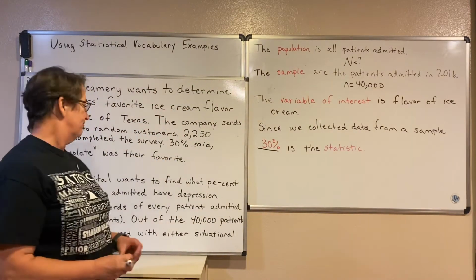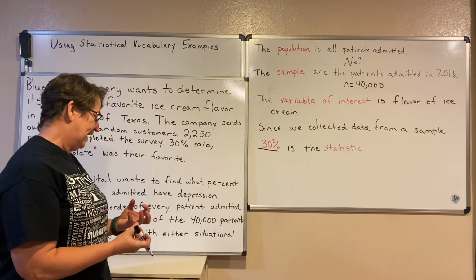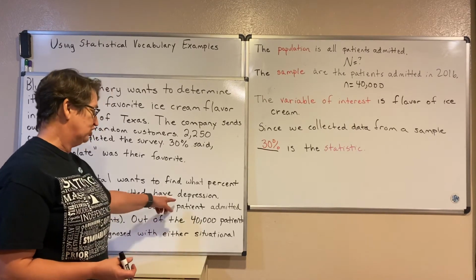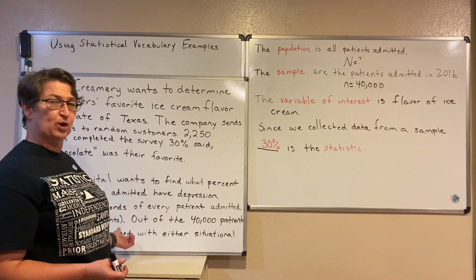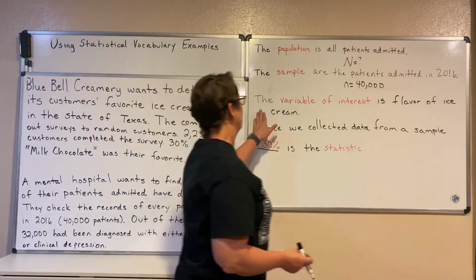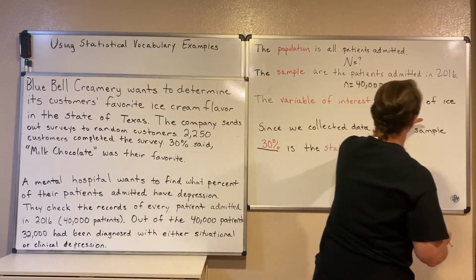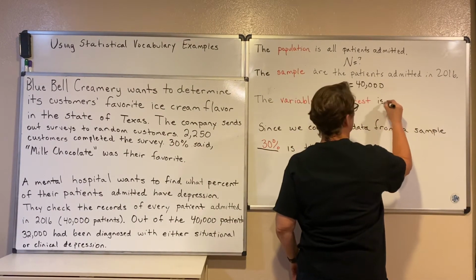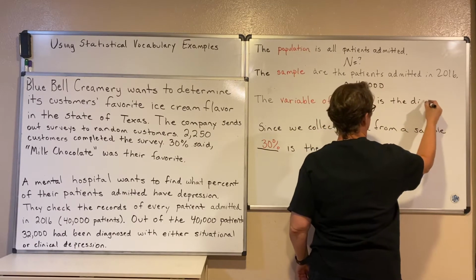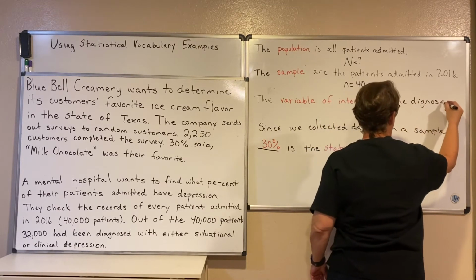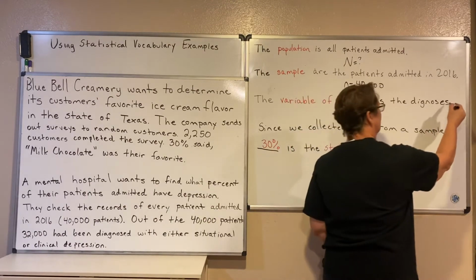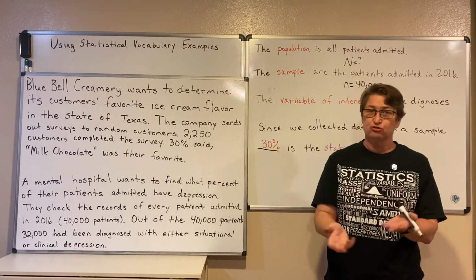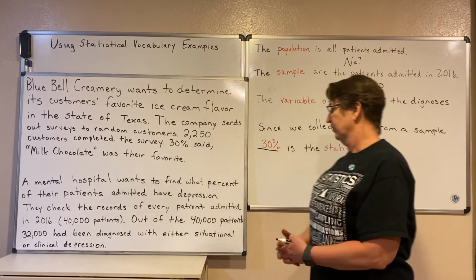Then the variable of interest, what is it they're collecting data on? They're looking to see their diagnosis of depression. Are they diagnosed with depression or not? So the variable of interest that they're writing down is the diagnosis. Each patient that comes in has a different diagnosis. And they're looking through and writing down the diagnosis. What were they diagnosed with?